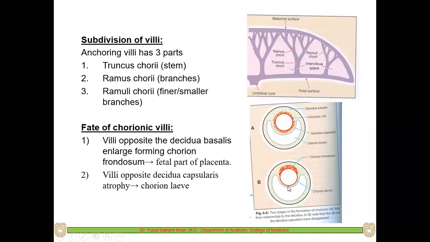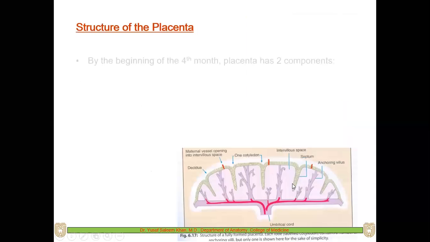Opposite, here is the decidua capsularis, and this is the decidua parietalis, and the basalis is here. So near the decidua capsularis, all these villi start disappearing. So this is called the chorion laeve.